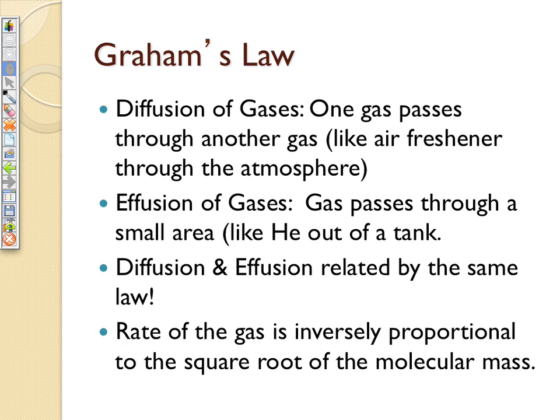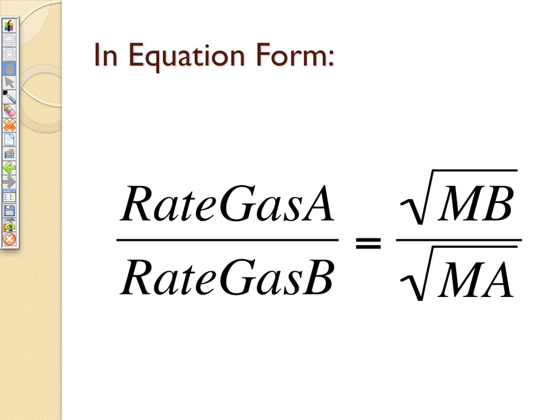Let's look at it in mathematical setup. The rate of gas A divided by the rate of gas B, so how fast gas A is divided by how fast gas B, is equal to the square root of the molar mass of B divided by the square root of the molar mass of A.